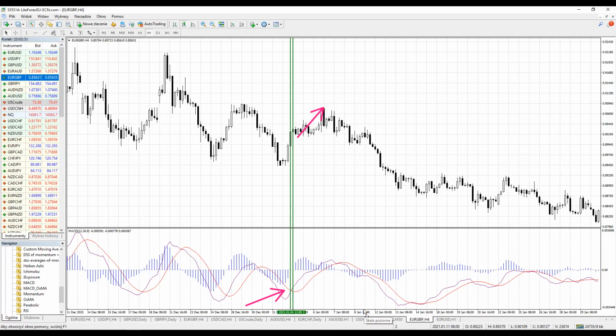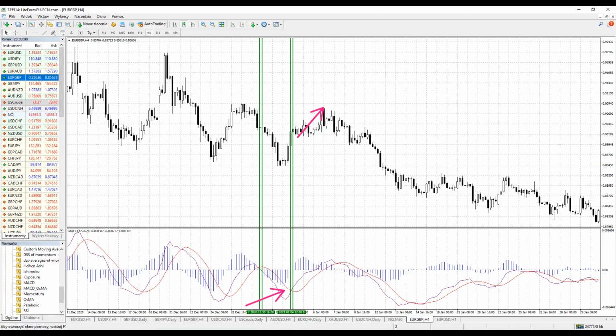Okay, the next zero cross we've seen here, followed by the cross on the line within the next candle or so, somewhere here. So that's the first strategy, based on the zero line.